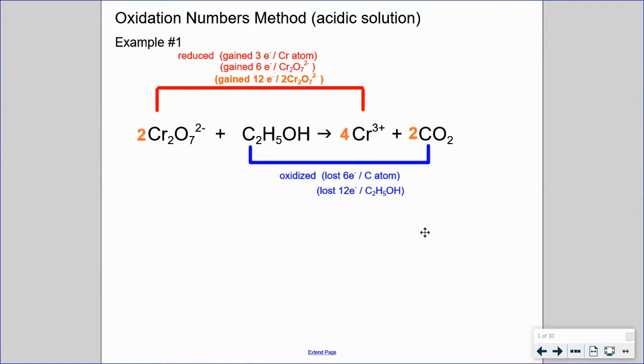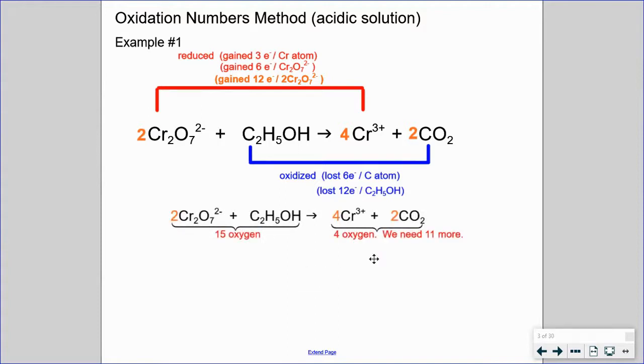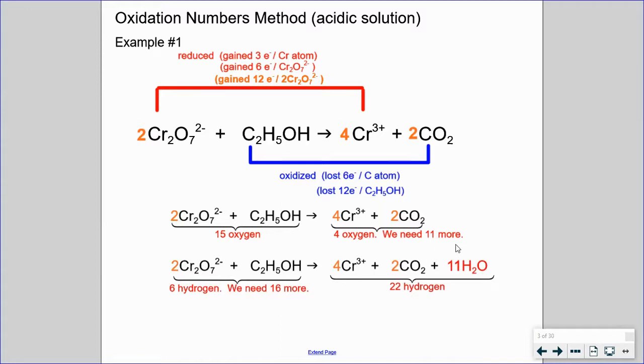So at this point, we are going to try to balance the oxygens. What we need to do here is to count how many oxygens there are on both sides of the equation. So on the left-hand side, we have 2 times 7, which is 14, plus 1 more makes 15 oxygens. On the right-hand side, we have 4 oxygens because we only have oxygens in the carbon dioxide, and there are 2 molecules of it. So we have 15 oxygens on the left side and 4 oxygens on the right side. We need 11 more oxygens. The way we add oxygens is by adding water molecules.